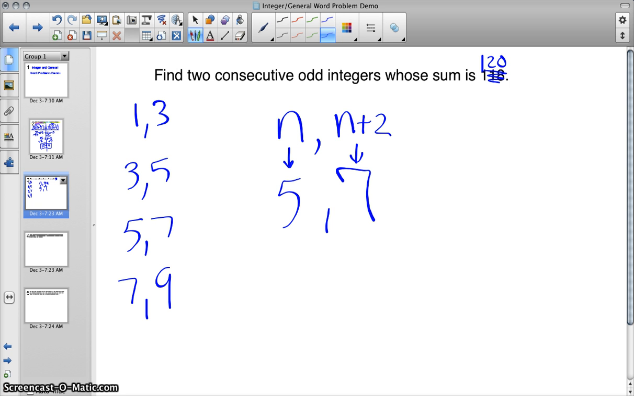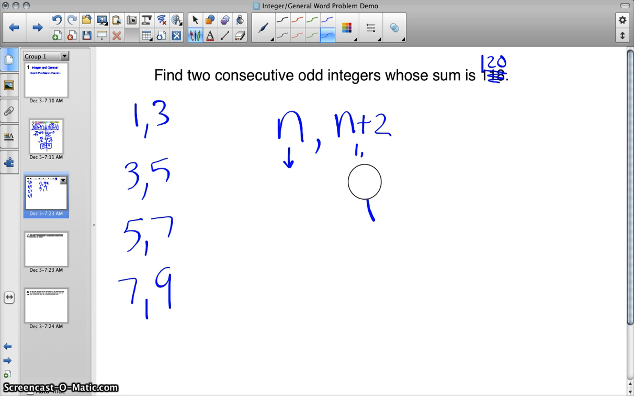I've had people ask me before, well, why do you add 2? That's an even number. Won't that give you an even number? Well, if you start with an even number and you add an even number, yeah, you're going to get an even number. But if you start with an odd number and you add 2, you're just going to move past the even number, which would have been plus 1, and then get to your next odd number, which would be plus 2.